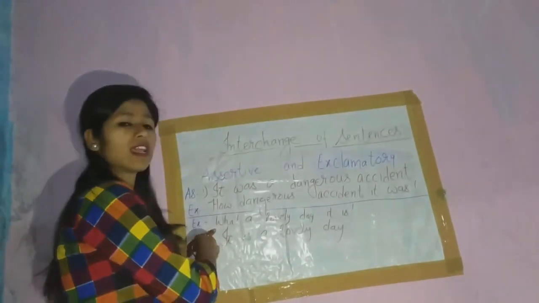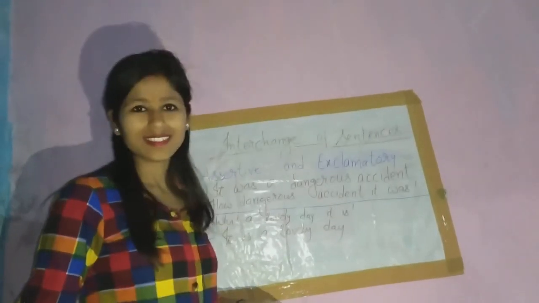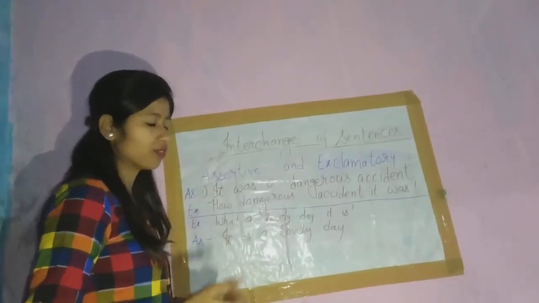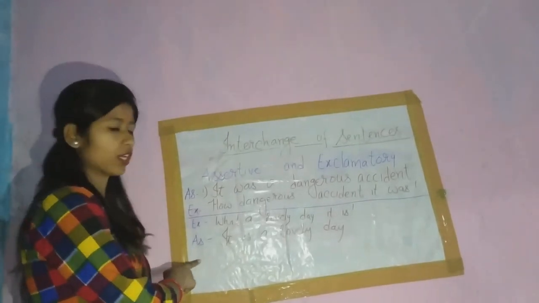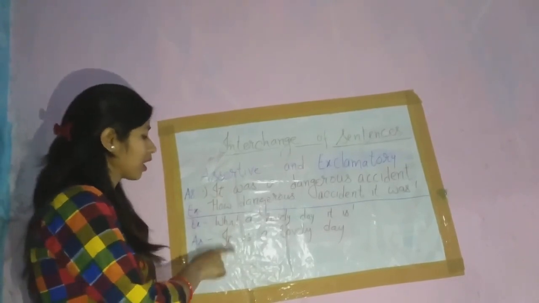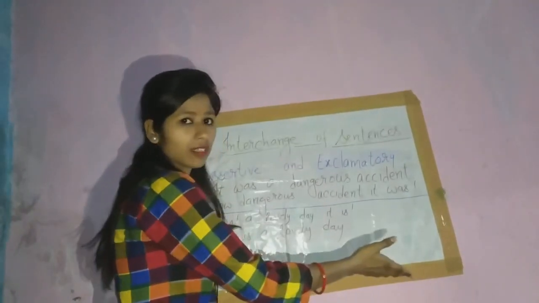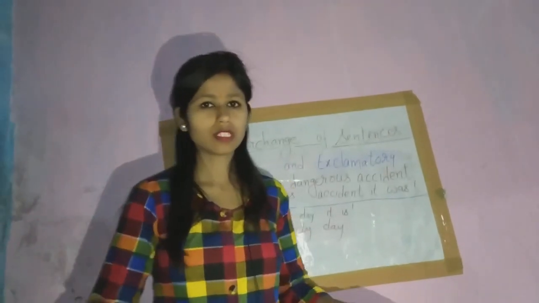Come to the second example. First one is an exclamatory sentence. What a lovely day it is! It is an expression. Interchanging exclamatory to assertive, exclamatory sentence to assertive sentence: It is a lovely day. So this is how we can interchange the sentences.